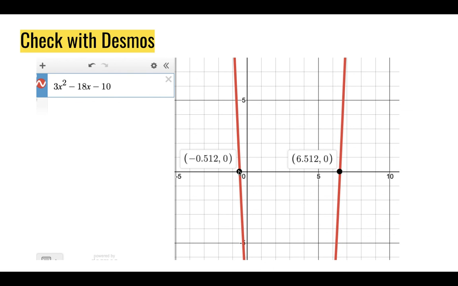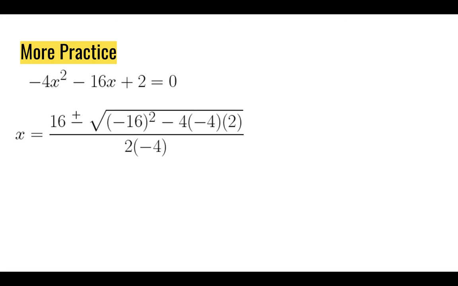Okay, so that's how you do it with these. I'm going to do one more just so you can follow along. So here we have negative 4x squared minus 16x plus 2 equals 0. So our b value is negative 16. Remember, this is negative b, so negative 16 is positive 16. Our a is negative 4, and our c is 2.